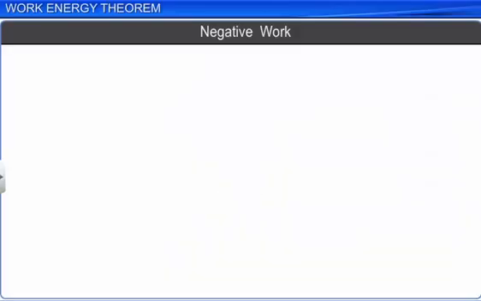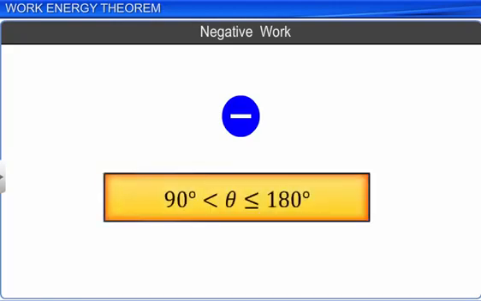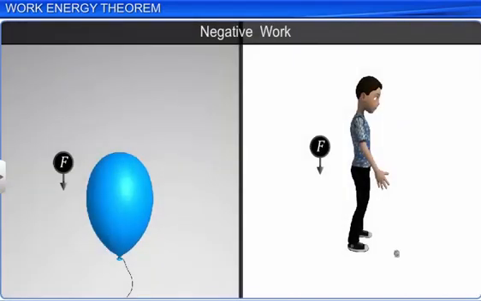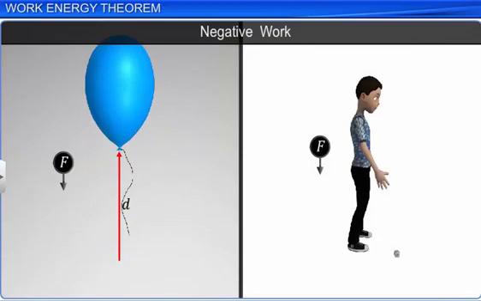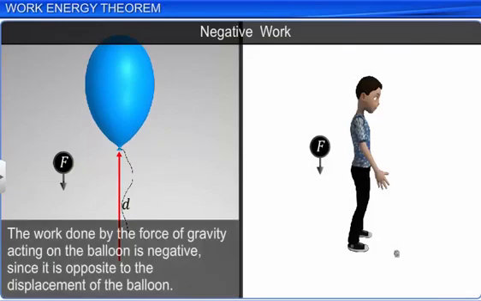The work done by a force is negative when the angle between force and displacement is obtuse. That is, greater than 90 degrees and less than or equal to 180 degrees. In the case of a rising balloon as shown, the work done by the force of gravity acting on the balloon is negative, since it is opposite to the displacement of the balloon.